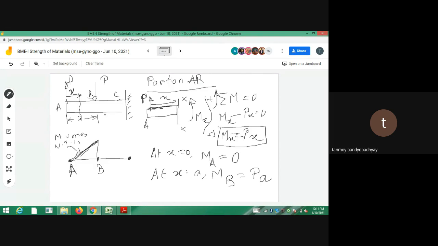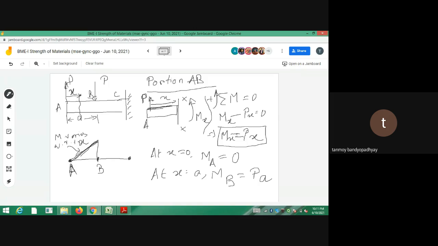It's not constant. That is why the portion AB is not under pure bending, because we have defined in pure bending that the bending moment remains constant. But you can see that for the part AB, the bending moment is not constant. The expression is Mx is equal to Px. So bending moment is 0 at the point A and the bending moment becomes maximum at the point B, being equal to Pa. So the crux of the thing is that the bending moment is not constant in the part AB, or the part AB is not under pure bending.